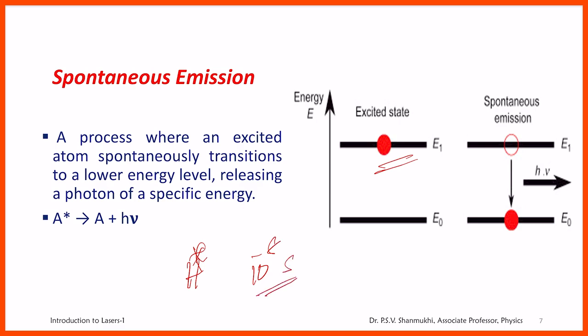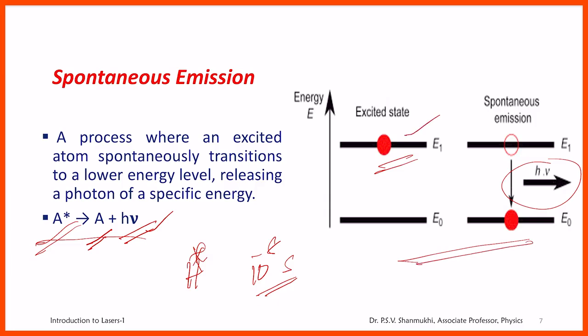After 10 power of minus 8 seconds, what happens? The atom on its own comes to the ground state by emitting a photon, h nu photon energy. In the form of an equation it is written as A star gives rise to A plus h nu. A star, the atom in the excited state, gives rise to the atom A, and that releases a photon h nu. So, the same thing is explained here.